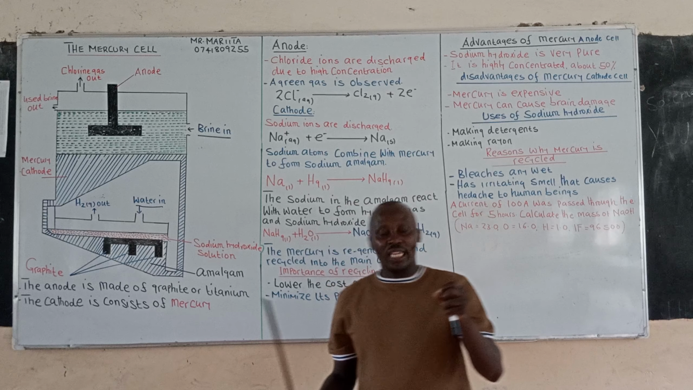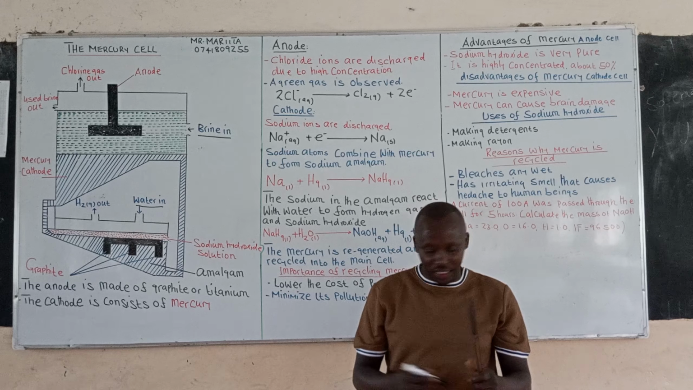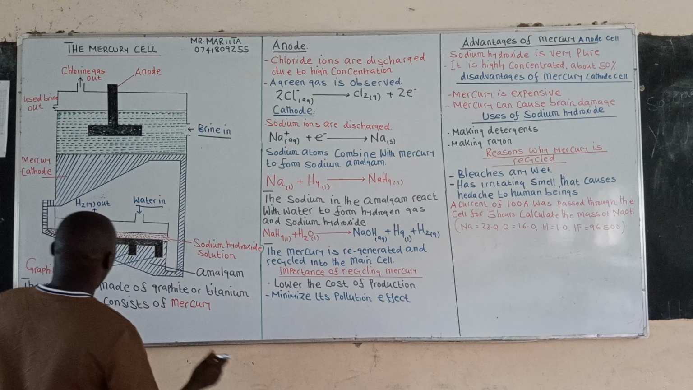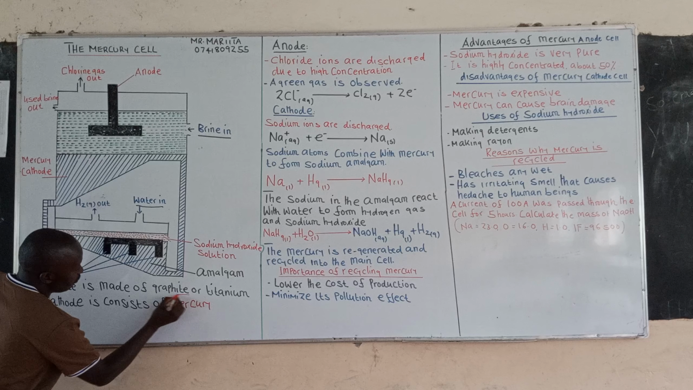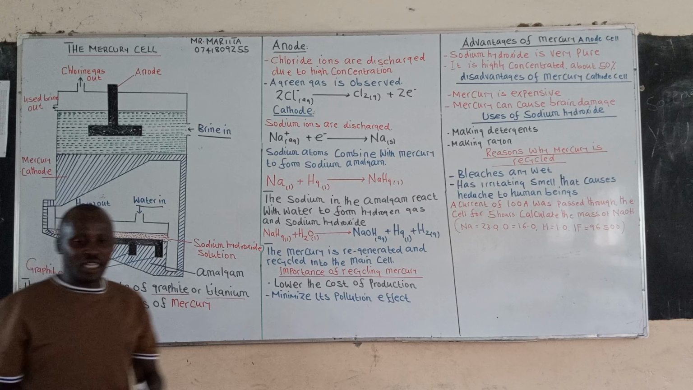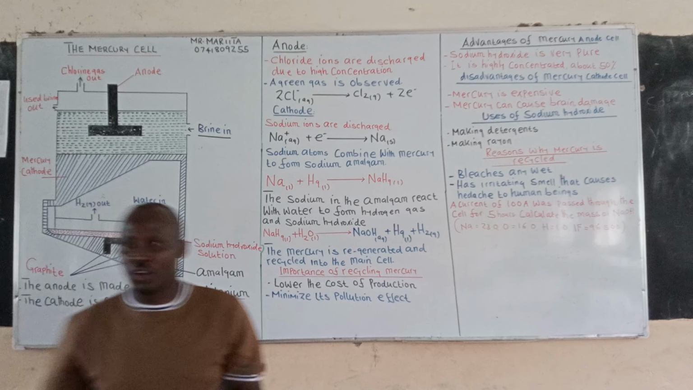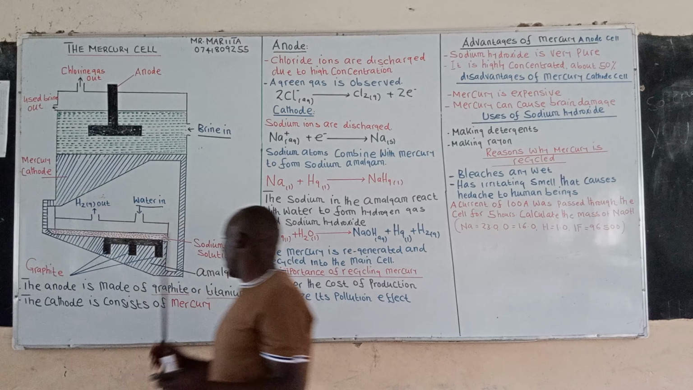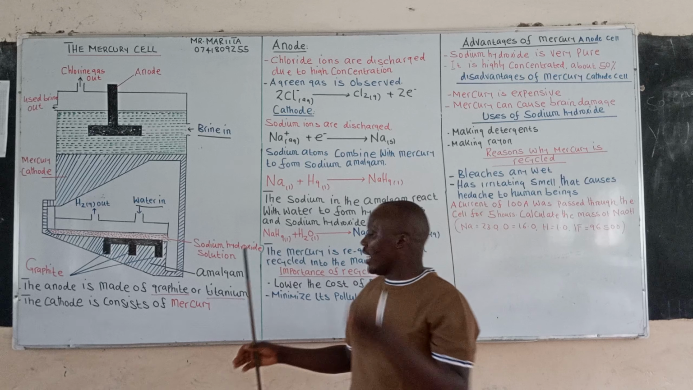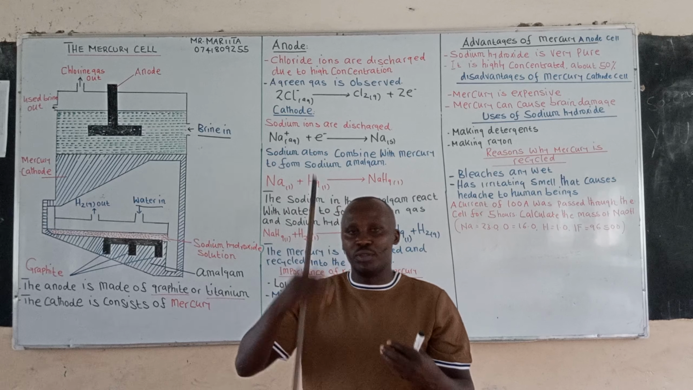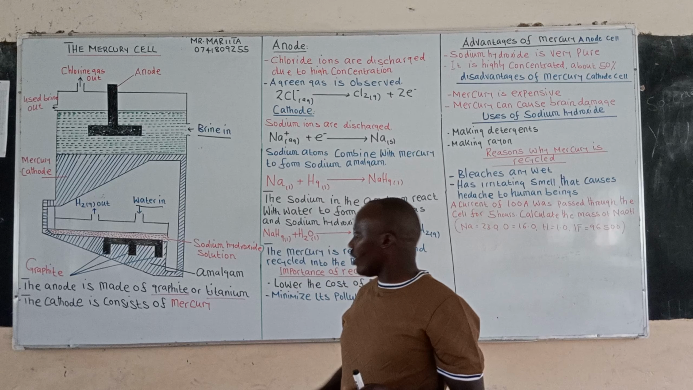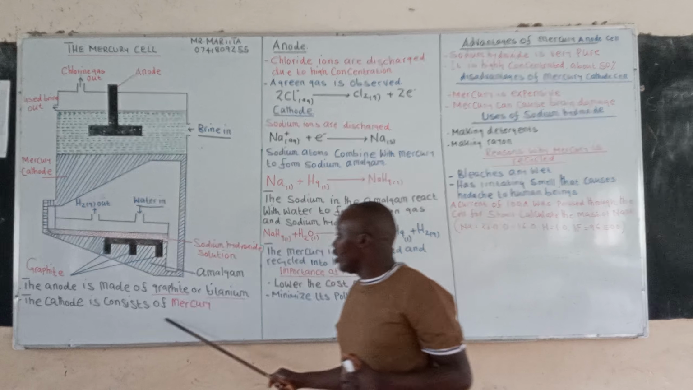The anode is made up of graphite or titanium. So the two substances which the anode is made of are either graphite or titanium. And the reason why either graphite or titanium is used is because they do not react with chlorine. The cathode consists of the mercury.